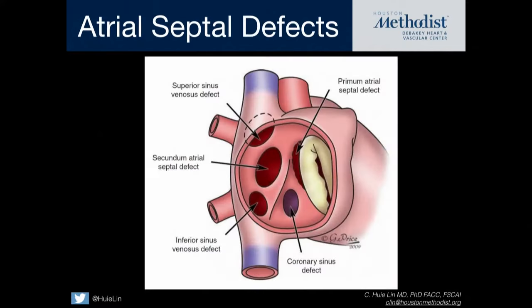So let's talk about atrial septal defects as the primary lesion that we see that's a pre-tricuspid lesion. The most common atrial septal defect, of course, is the secundum atrial septal defect, as you can see here. The second most common is the primum atrial septal defect, which is also commonly associated with other lesions, such as a ventricular septal defect, a cleft mitral valve, etc.